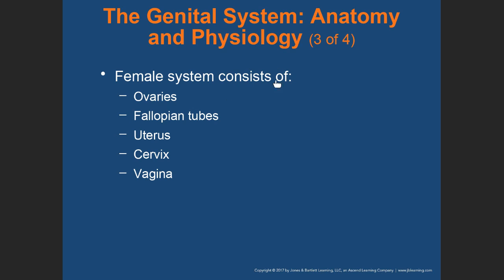Now, the female system consists of the ovaries, the fallopian tubes, the uterus, the cervix, and the vagina, right? And again, all of the roles and functions of these structures will be covered in the emergency chapters, not required for this portion of the course. I wanted to focus on the 4 core organs and anything that I've emphasized thus far.